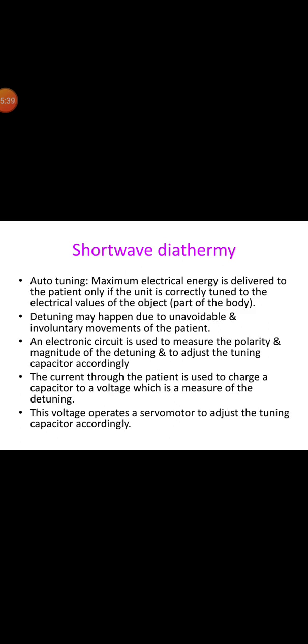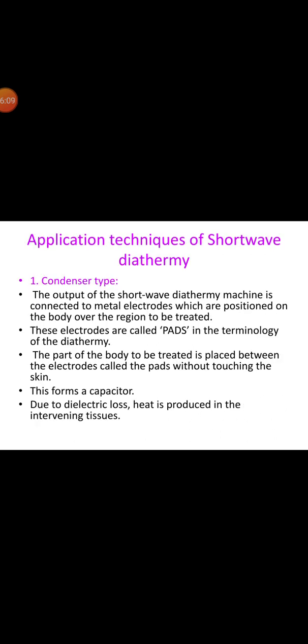Auto-tuning means, for example, that maximum electrical energy is delivered to the patient only if the unit is correctly tuned to the electrical values of the object. Detuning may happen due to unavoidable and involuntary movements of the patient. An electronic circuit is used to measure the polarity and magnitude of the detuning and to adjust the tuning of the capacitor accordingly. The current through the patient is used to charge a capacitor to a voltage, which is a measure of the detuning. This voltage operates a servomotor to adjust the tuning capacitor accordingly.